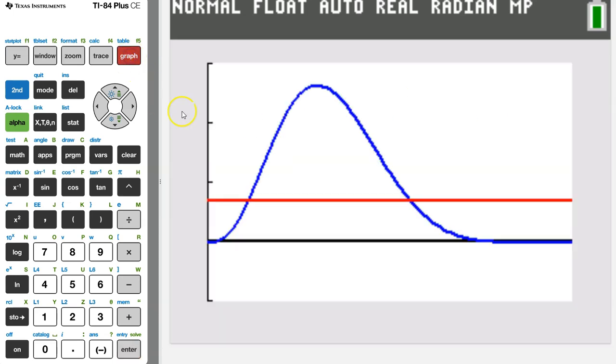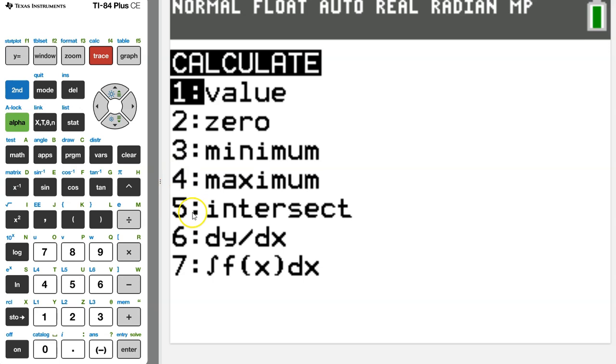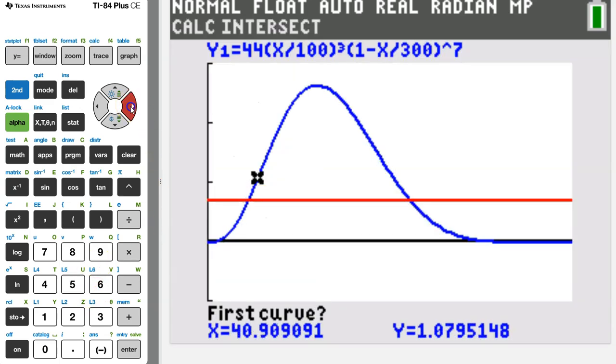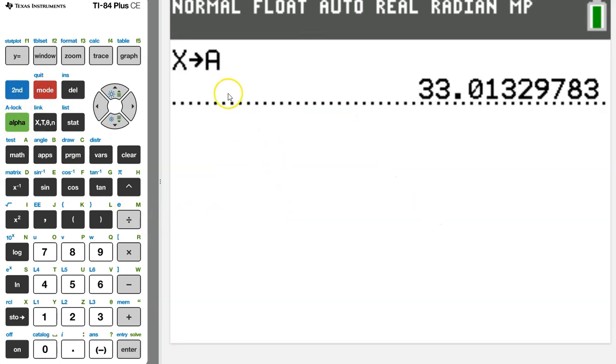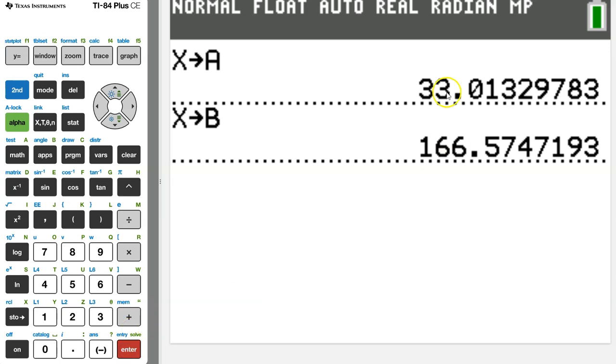Let's go back to that graph and find the second point of intersection. So second trace, intersect. Now move the pointer close to the second point of intersection and hit enter 3 times. Enter, enter, enter. This is the second critical number. Again, second quit, let's store that number into a letter. So hit X and the store button, and I will store this value into letter B. So alpha B, enter. So we have our 2 critical values.